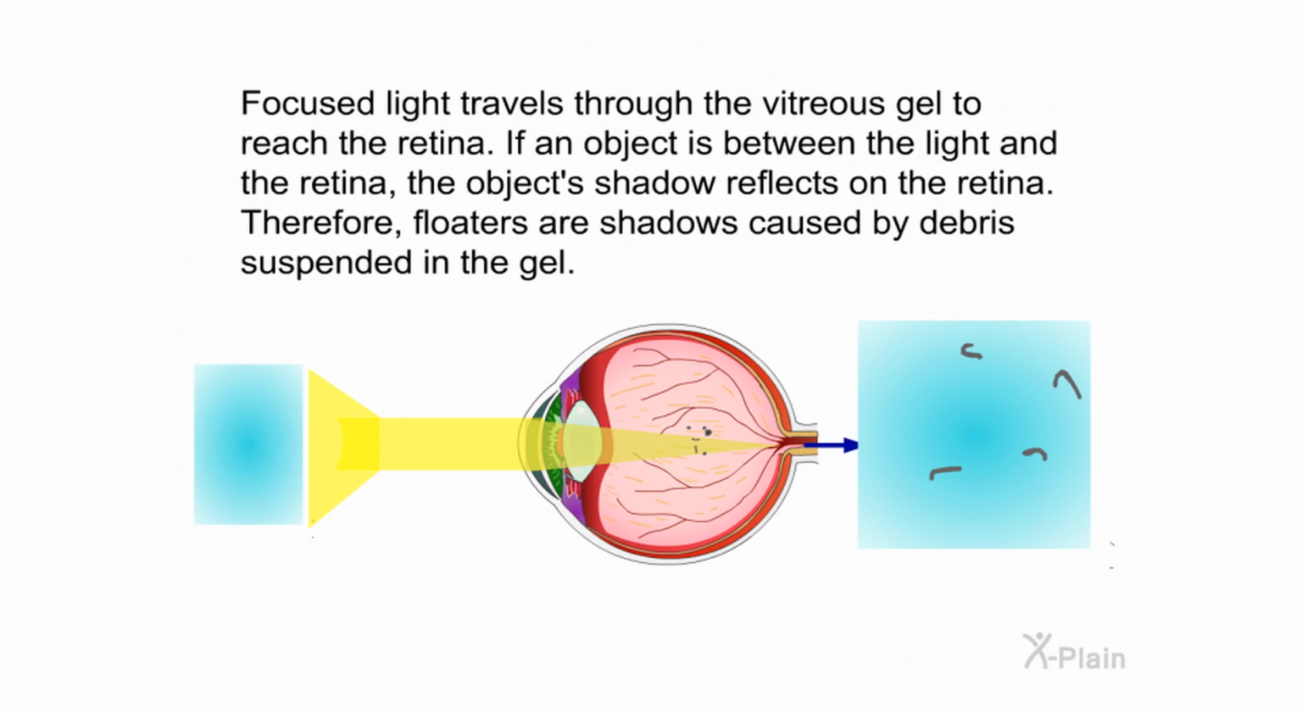Focused light travels through the vitreous gel to reach the retina. If an object is between the light and the retina, the object's shadow reflects on the retina. Therefore, floaters are shadows caused by debris suspended in the gel.